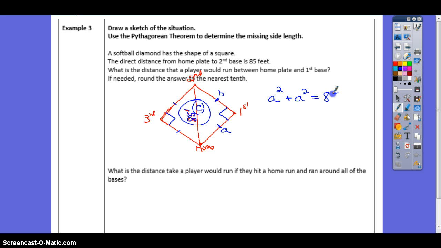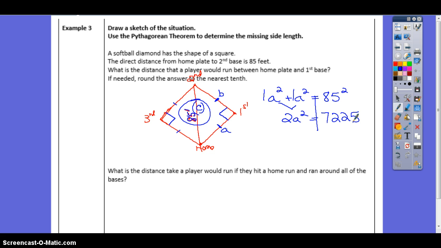85 squared, because we know that one. How many a squareds do I have? 2. 1a squared and 1a squared gives me 2a squared. That equals, what's 85 times 85? 7,225. Absolutely 100% correct.